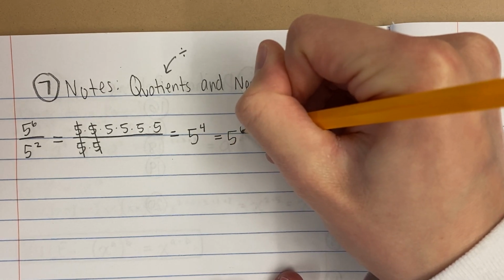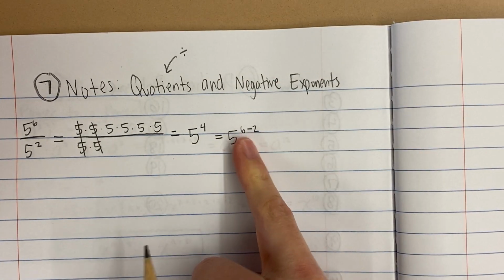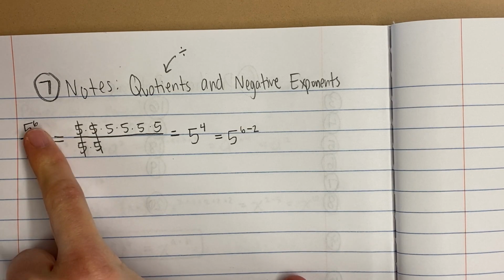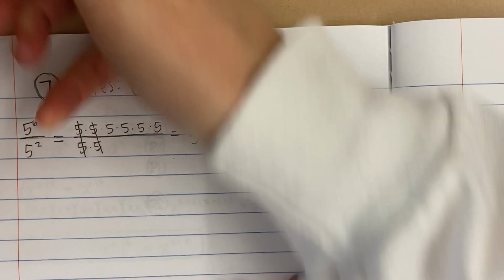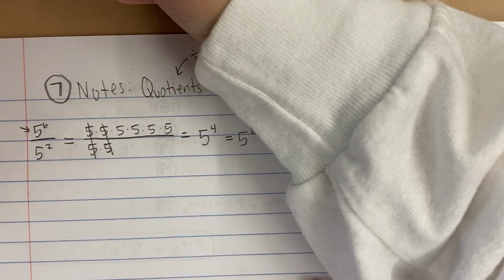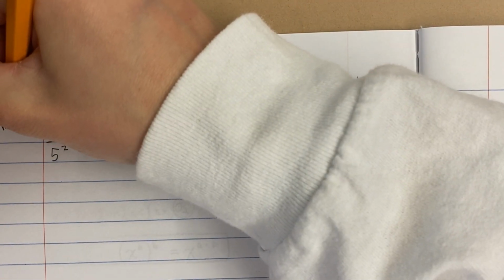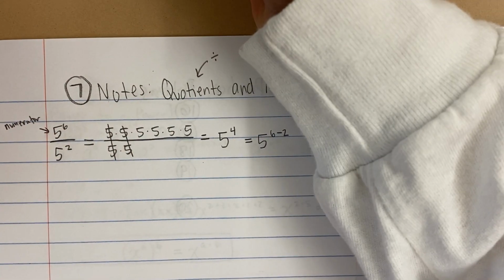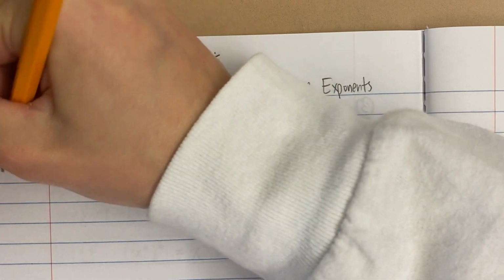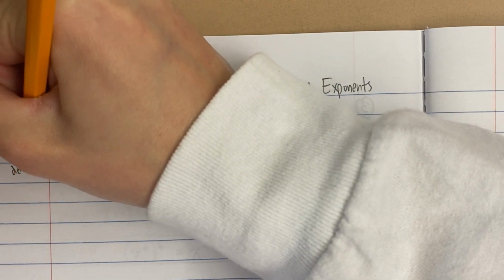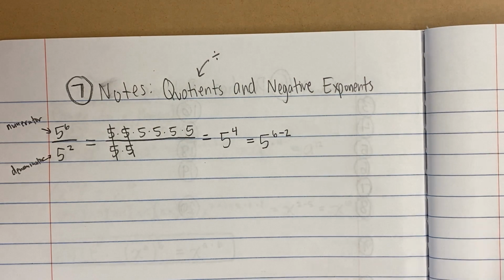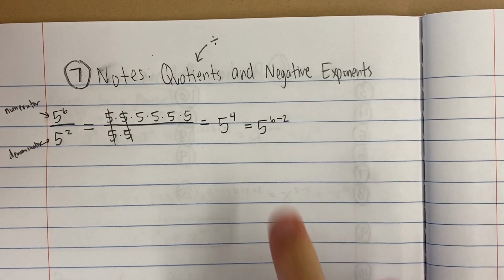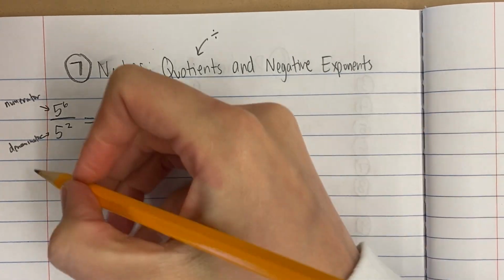So what I ended up doing was 6 minus 2: the exponent on the numerator, the top, minus the exponent on the denominator. And if you need a little reminder, this is the numerator on the top of a fraction, and this is the denominator on the bottom of a fraction. Let's take a look at another one.